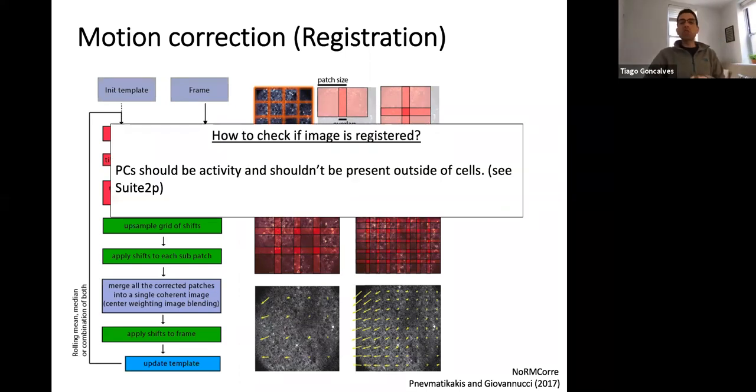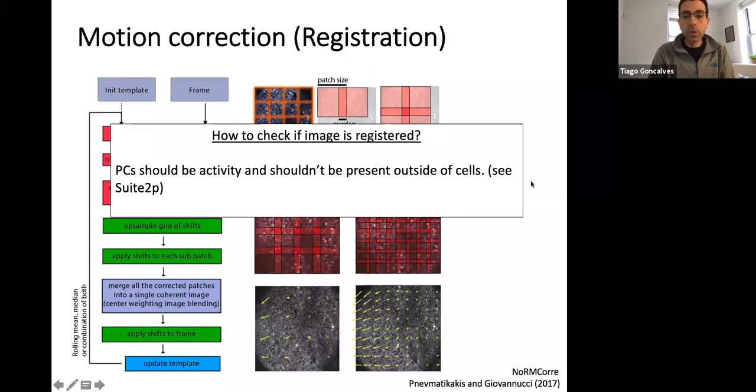So finally, how do you check if an image is registered? Well, there are different ways of doing it. One of them is, of course, cross-correlation. You should see that there is a high cross-correlation. The other way of doing it is, if you do a principal component analysis on your sample, your variance should come from your activity, from your cells, and not from stuff that is outside of your cells. So your main sources of variance should be your cells and the time-varying signal within your cells.